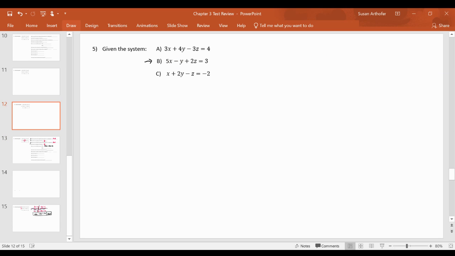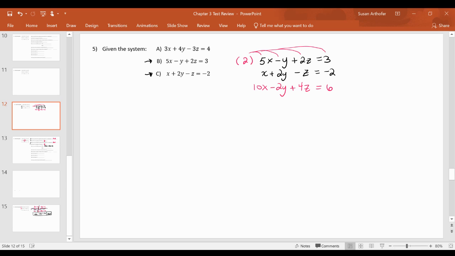Okay, so I need to use B and C, and we get rid of the Y's. So I'm going to write them down. And we need to get rid of the Y's, so I need to multiply this top row by a 2 so that I get negative 2y with the positive 2y. So I have to make sure I multiply that all the way through, so that would be 10x minus 2y plus 4z equals 6. So I multiplied the top row by 2.